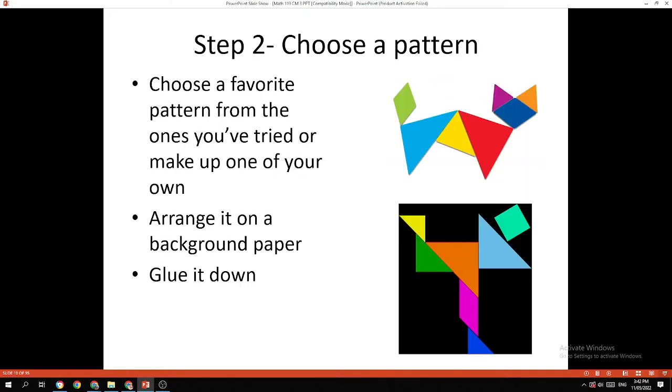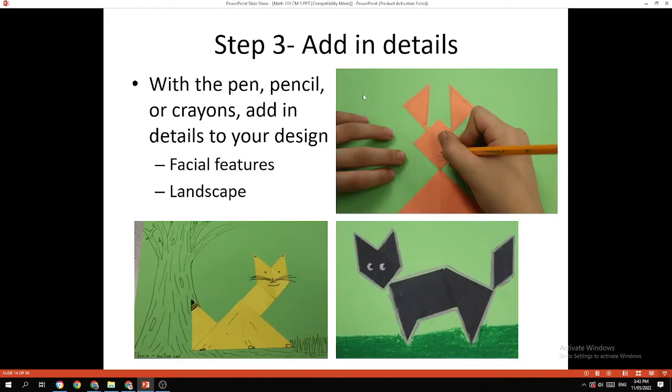And step number 2, you choose a pattern. Choose a favorite pattern from the ones you've tried or make up one of your own. You can make your own pattern if you want. Arrange it on a background paper, just like what you see here. Glue it down. And lastly, you add details. For example, I'm going to be putting design like the ears, the eyes. If it's a cat, I'll be putting something there. Even trees. It's up to you.